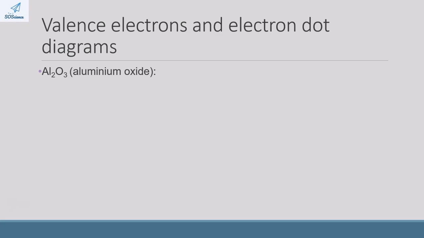Finally, let's do aluminium oxide, Al2O3. This is another example that's going to involve balancing, and we can already see that up front because we've got subscript numbers here. And in this case, we're actually going to have to balance both of them to reach a lowest common denominator. So let's take a look.